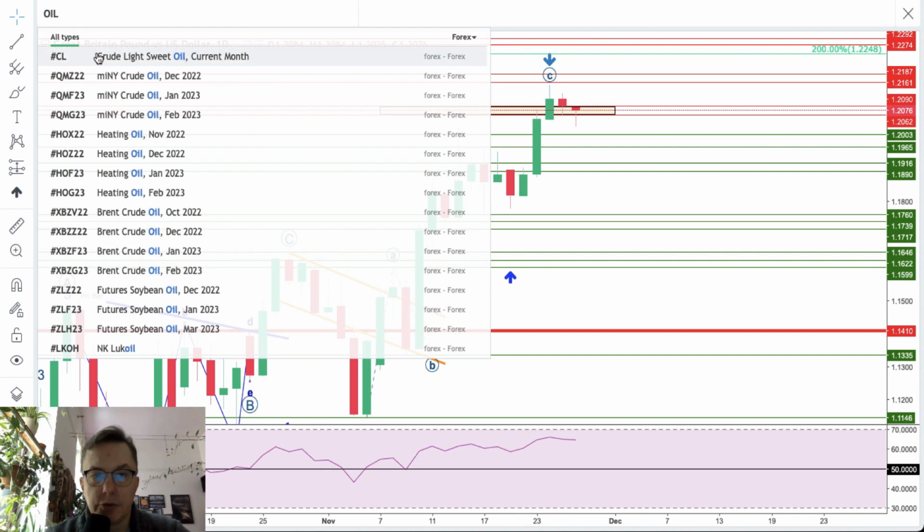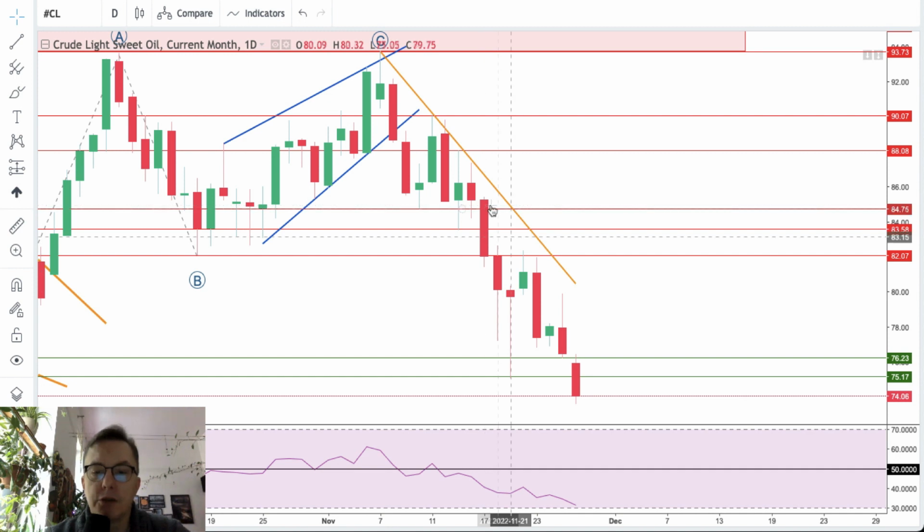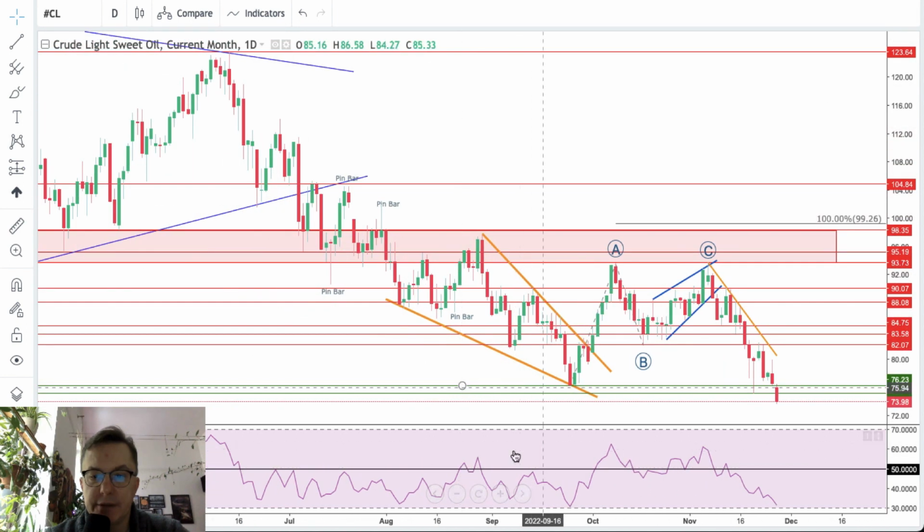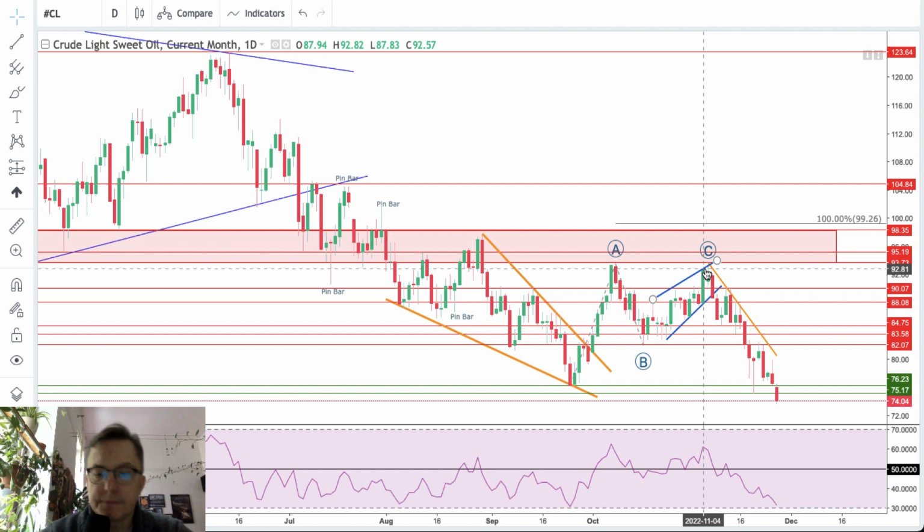What is going on with crude oil? The crude oil is going down like no tomorrow. So what do we have here? The first thing is that ABC to the upside has been done after the wedge breakout to the upside, right? A, B, and C. C was again the falling wedge. So that gives us a clue about the current situation on the oil market.